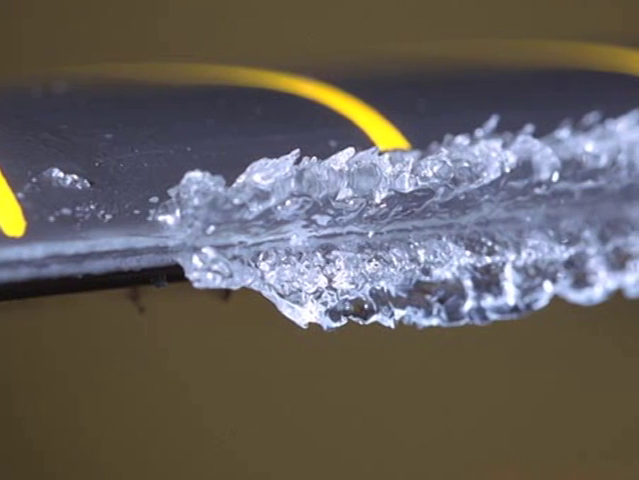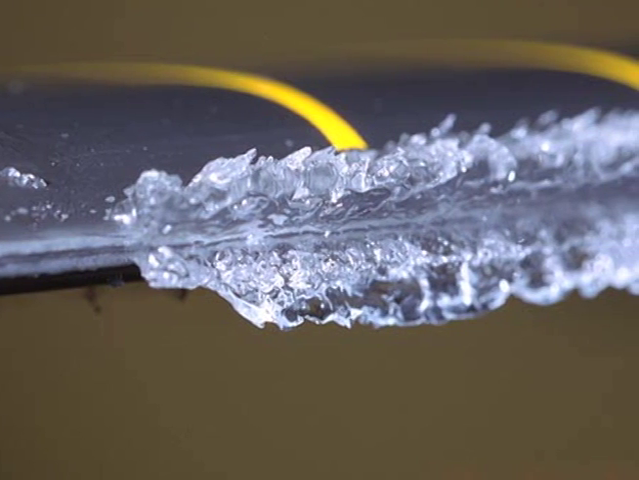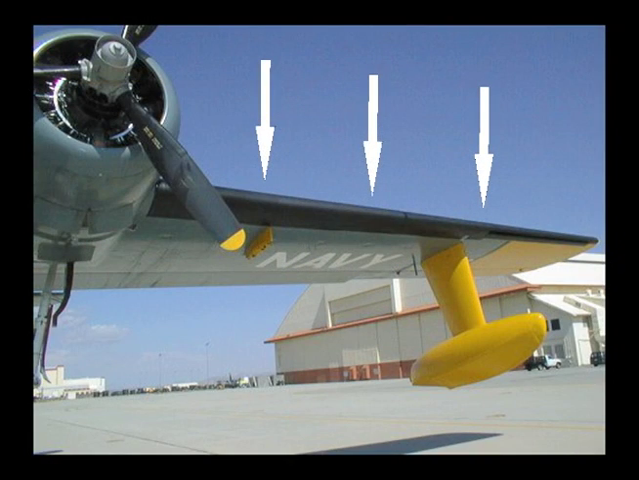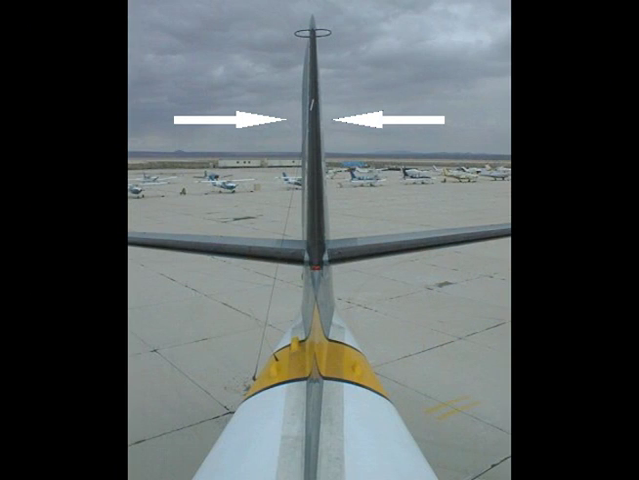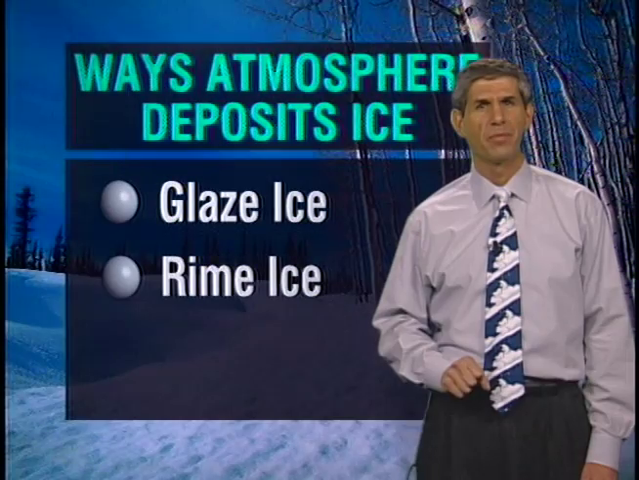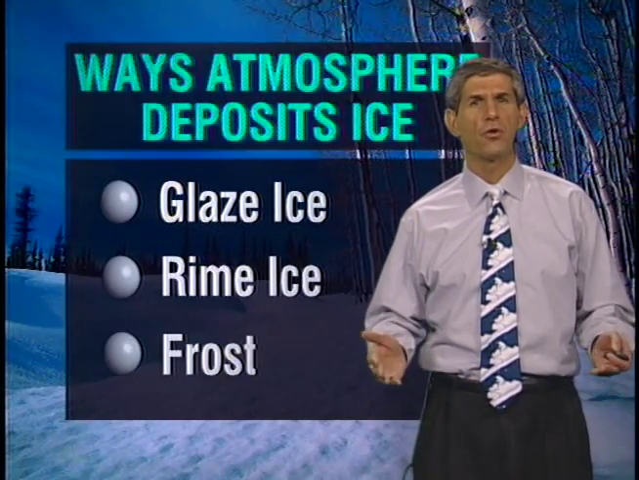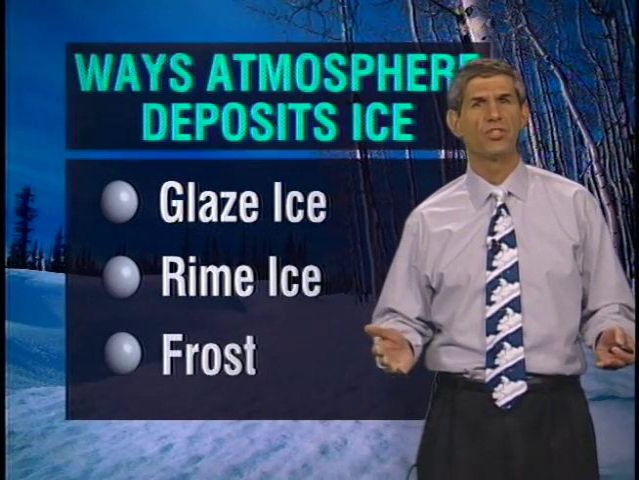Clear and rime ice can also form on airplanes that fly through supercooled clouds. To combat this, wingtips and other pointed leading edges of aircraft have anti-icing devices to either melt or crack off the ice. Finally, frost is a third way that the atmosphere can deposit ice on the surface.